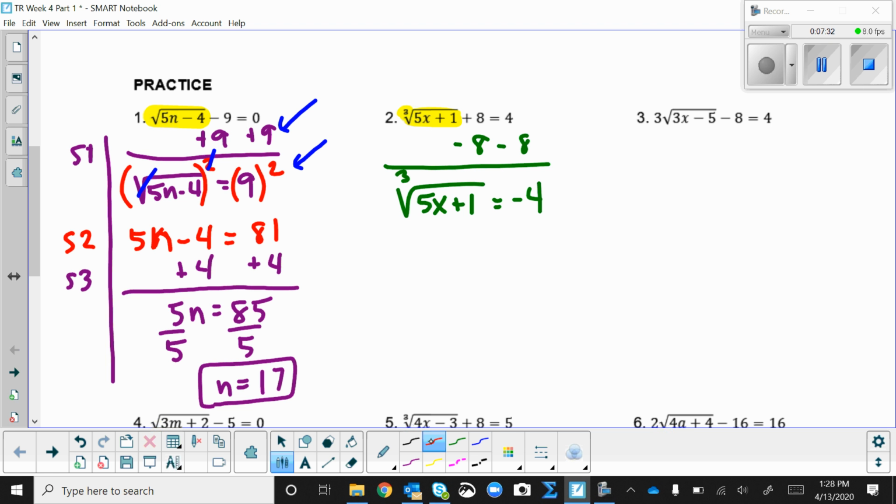Raise both sides to the power that cancels out the radical, all right? So the radical here has what root? 3, right? It's a cube root. The root is 3. So what power cancels out a cube root? A 3. But you have to do that to both sides of the equation to keep it balanced. So then after the power of 3 cancels out the root of 3, we are left with 5x plus 1 on the left-hand side.